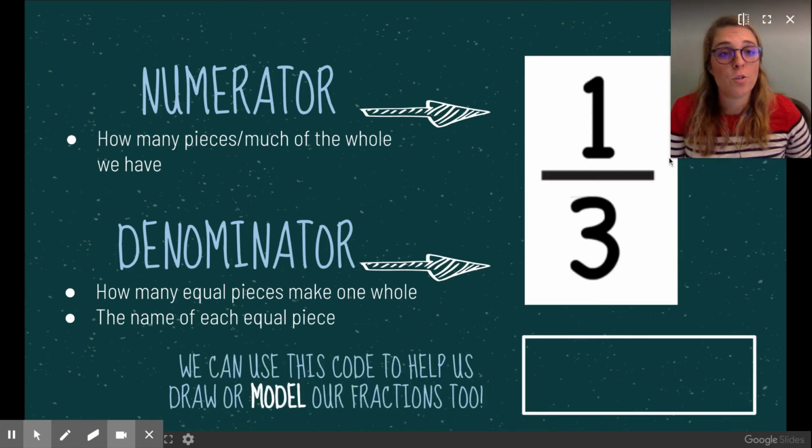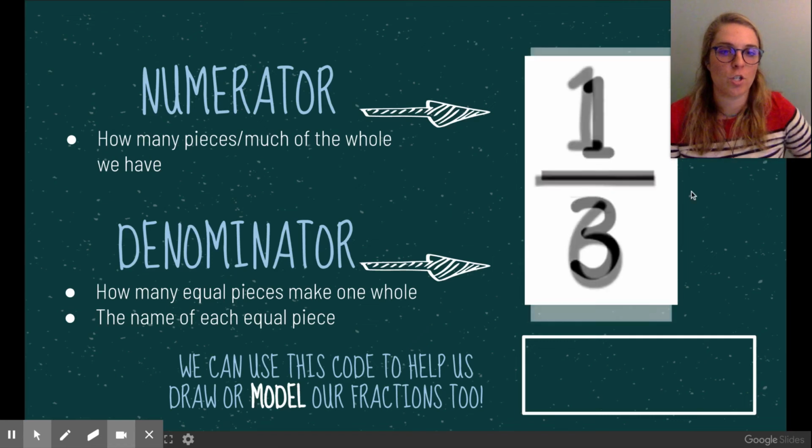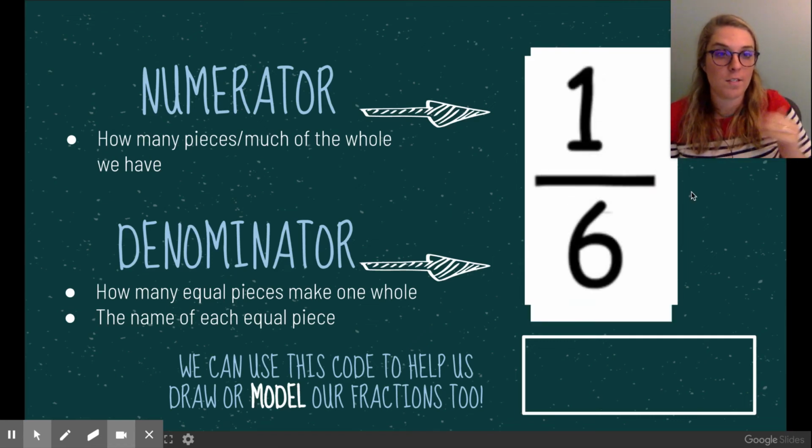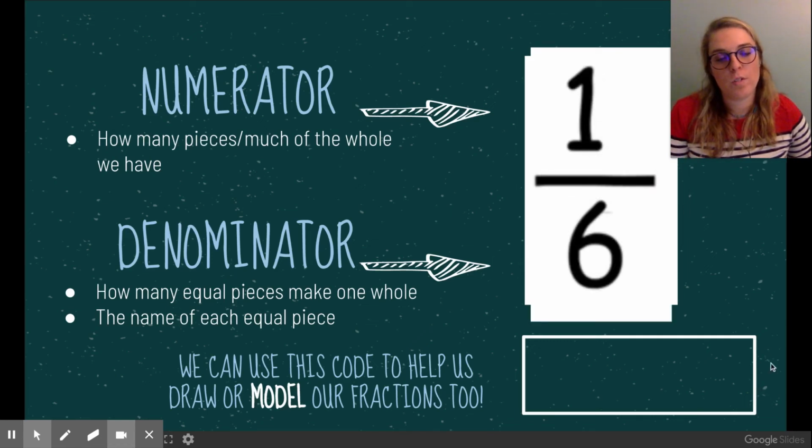So we know we can also use this information, like we talked about on the previous slide, to draw or model our fractions too. So what if I were to change this to this fraction here? How could I use that to model, in this whole rectangle, the fractional amount represented by this fraction?